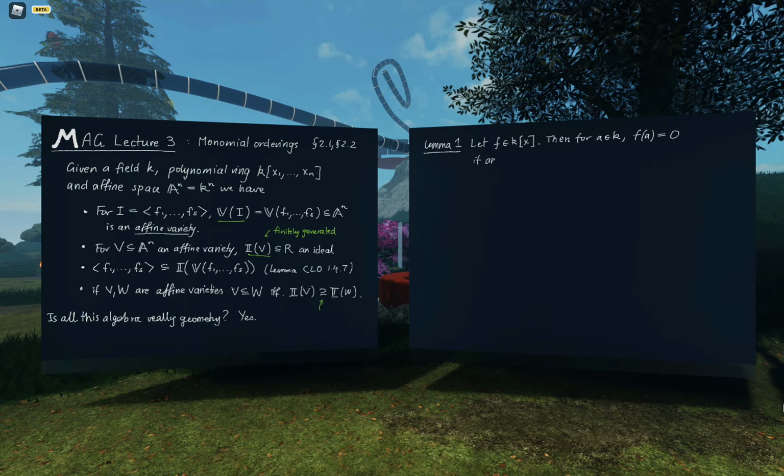And this is something we've used before, and I might as well prove. So let f be a polynomial in one variable, x, and let a be a scalar. Then f vanishes at a, that is, evaluated at a, it gives 0, if and only if the polynomial x minus a divides f of x.